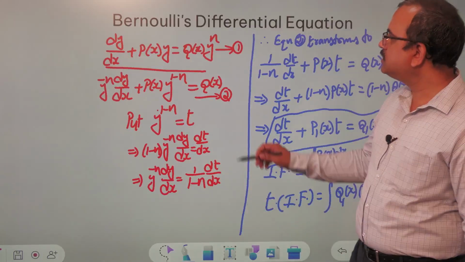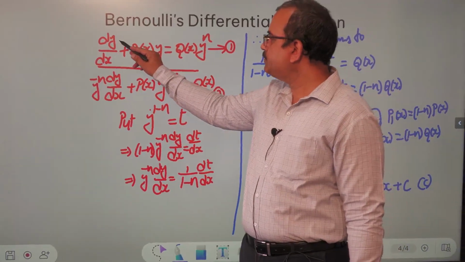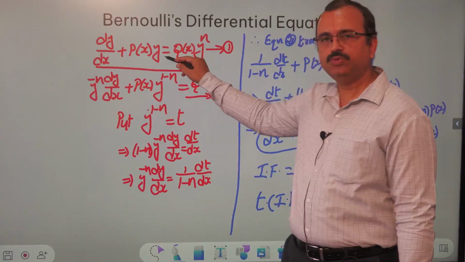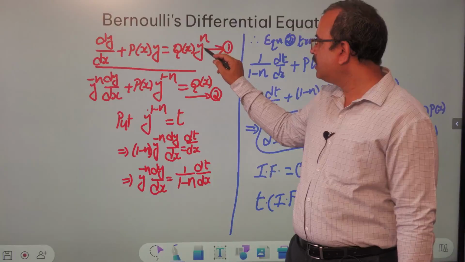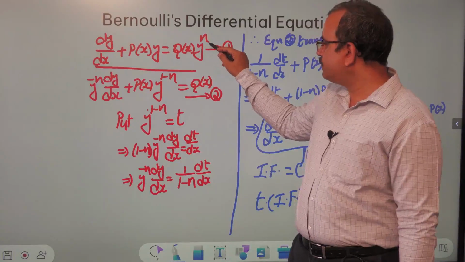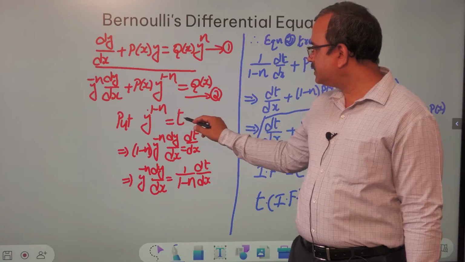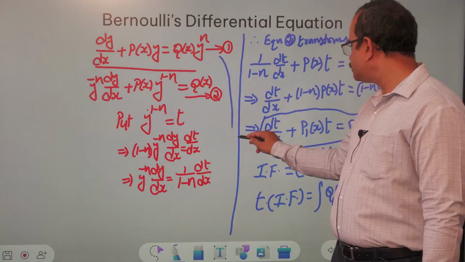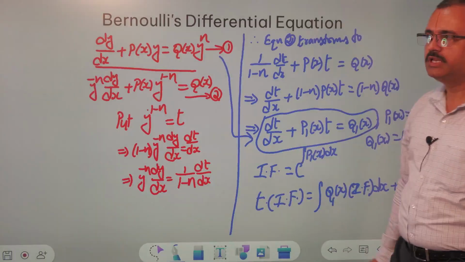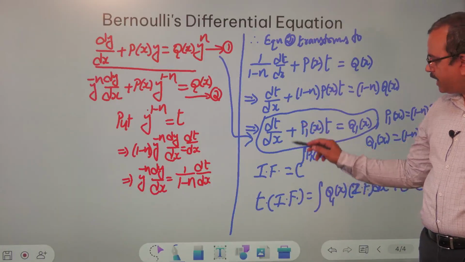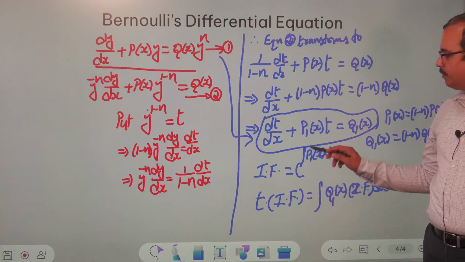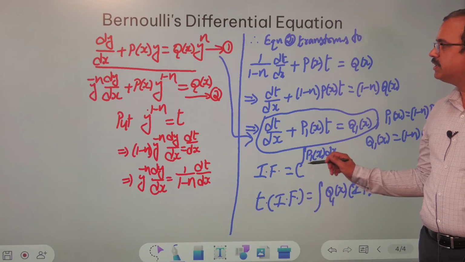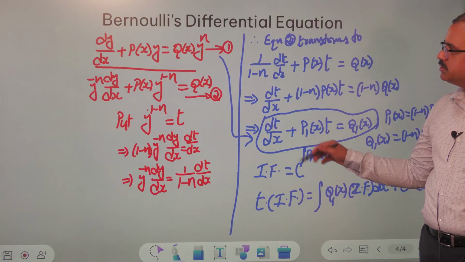Whenever we have this form, where y is dependent and x is independent, in the form dy by dx plus p of x into y is equal to q of x into y power n, just by dividing on both sides by y power n and taking y power 1 minus n as t, this differential equation transforms to a linear differential equation in t, and later on it can be easily solved by using the procedure we adopted to solve a linear differential equation. So this is the procedure.